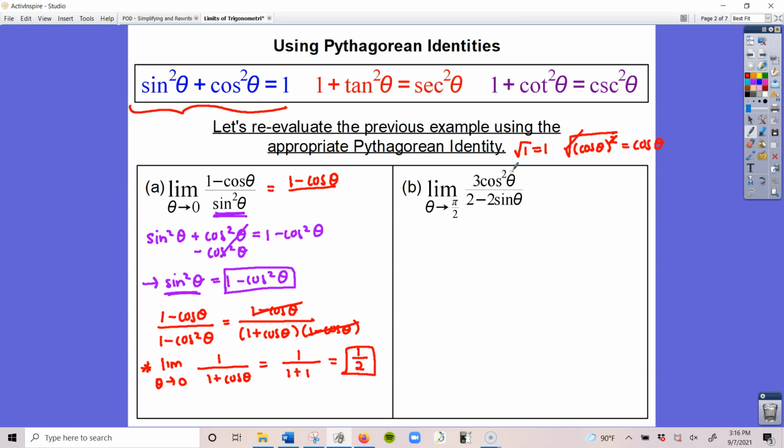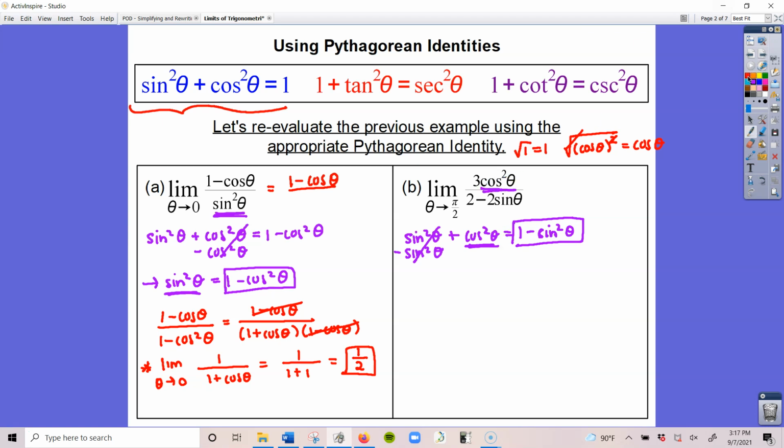This means I can use a Pythagorean identity. Again, I'm just going to rewrite the identity as is. Sine squared plus cosine squared is equal to 1. I want to replace cosine squared, so I'm going to solve for cosine squared here by subtracting sine squared on both sides. This means that cosine squared is equal to 1 minus sine squared. So that's what I'm going to replace up here.